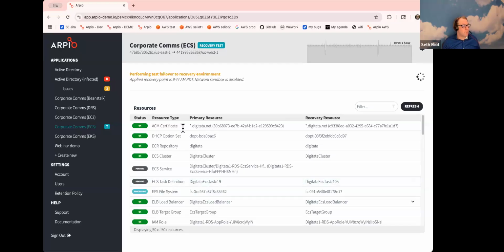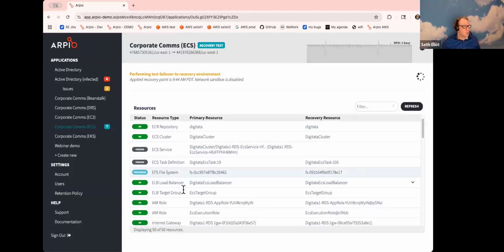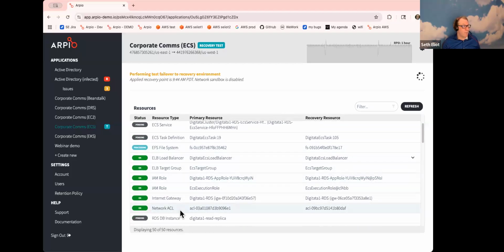Okay, so when you're looking at 50 resources here, you can see it's doing its processing. It's doing the recovery right now. When you look at 50 resources, things like IAM roles, internet gateways, network ACLs, all the little stuff that Arpio worries about so you don't have to, we don't charge you for those.